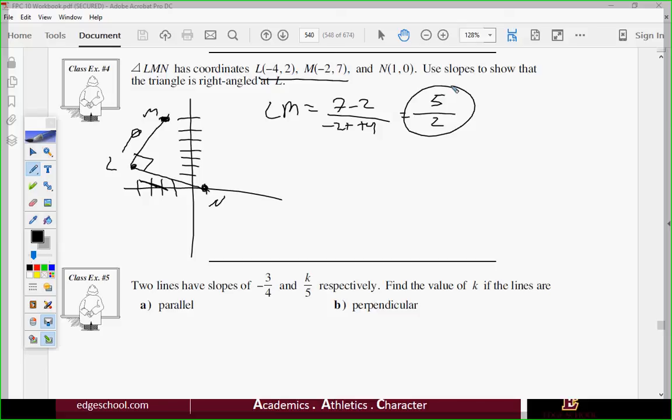LN is going to be what kind of answer? Negative, right? It's going down to the right. So we got LN: 0 minus 2 over 1 minus a negative 4. Are these perpendicular? They are. 5/2, negative 2/5.